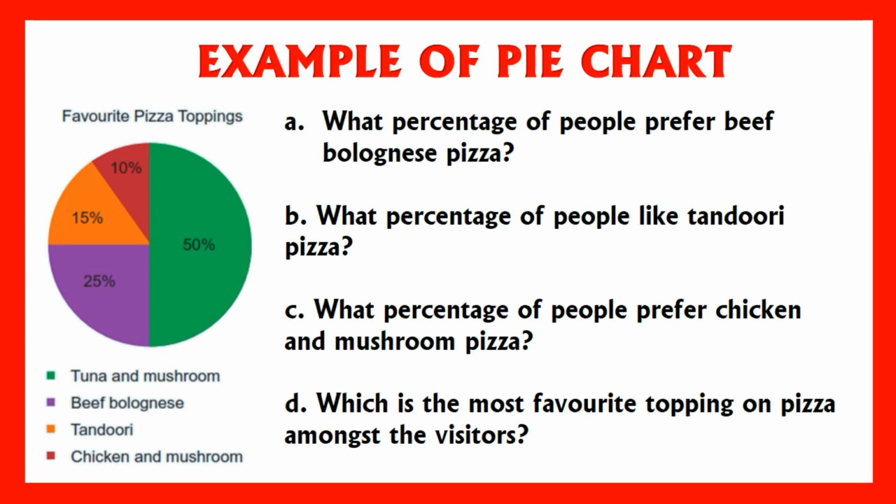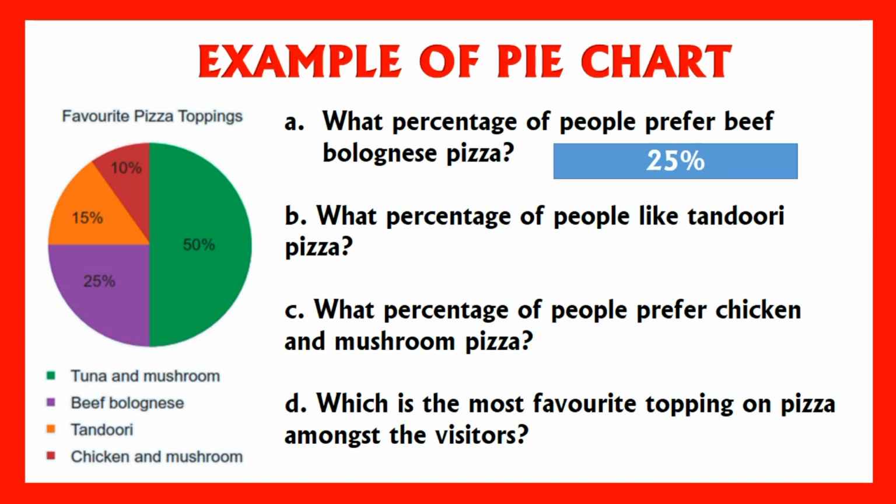So here it has 4 different questions for you. A, it says what percentage of people prefer beef bologna pizza? It's asking about the percentage. So how many percent? Yes, it's 25% of people who prefer to order the bologna pizza, right?